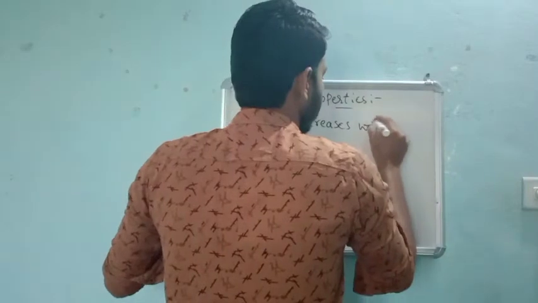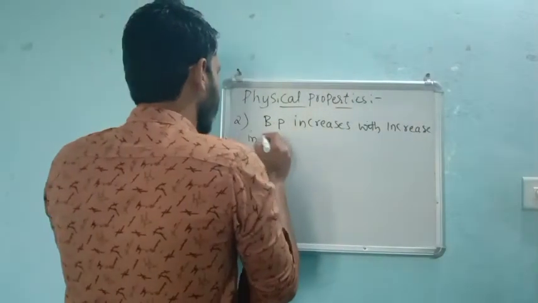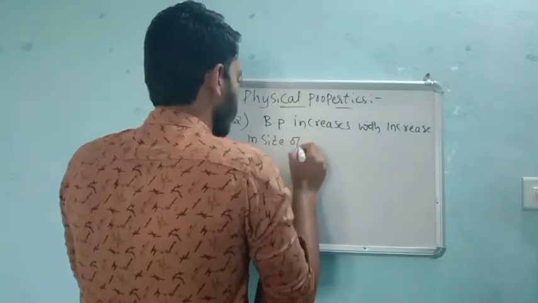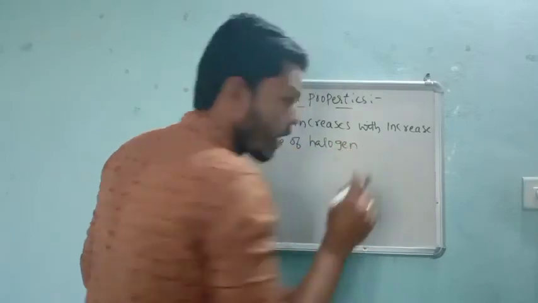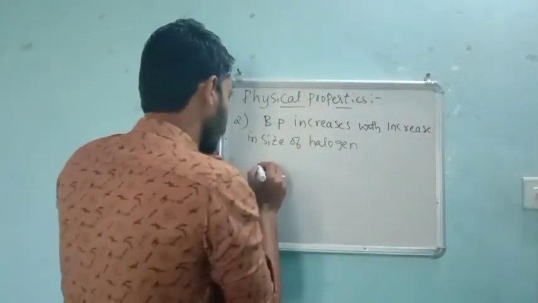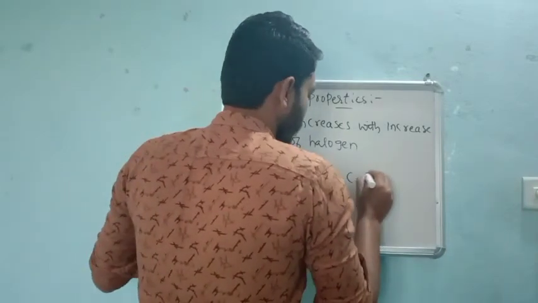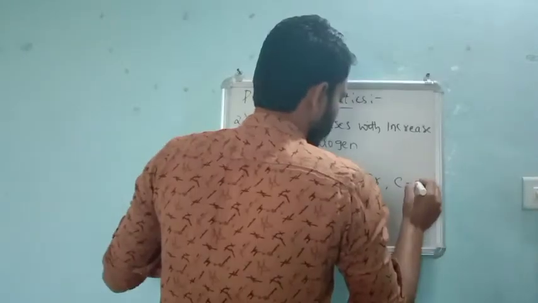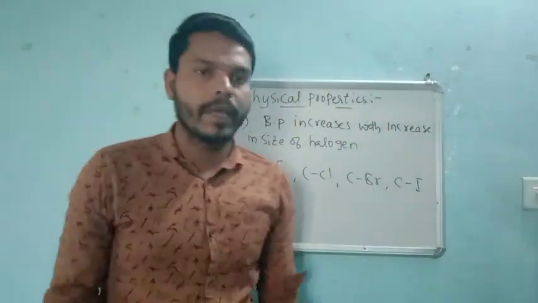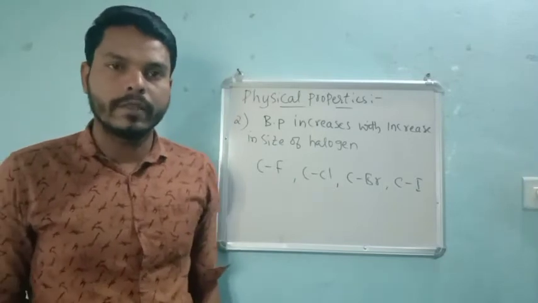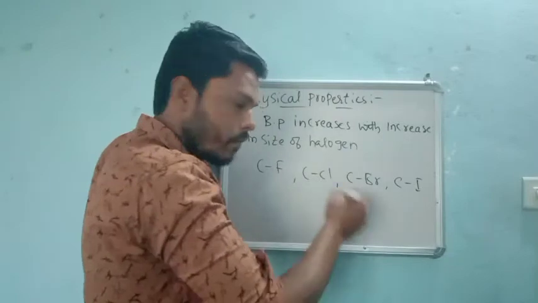with increase in the size of halogen. So now I will give you one example again. CF, CCl, CBr and CI. Among these, which one will be having a more boiling point? You just see the size. So size order will be like this.